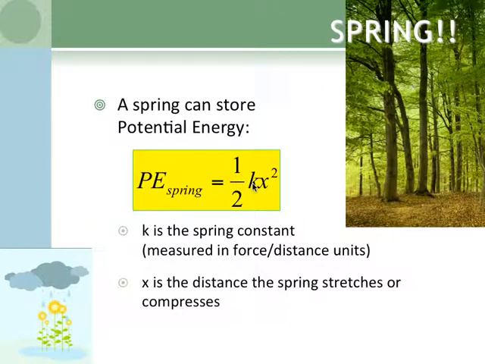It's 1/2 kx squared. And a reminder of what k and x is. K is the spring constant. That would be measured in some sort of force divided by distance units. And for our calculations to work out into Newton meters, that will have to be in newtons per meter. And x is the distance that the spring has been stretched or compressed. That's the change in length from what it naturally is. Again, for that to work out into Newton meters, x will have to be in meters.